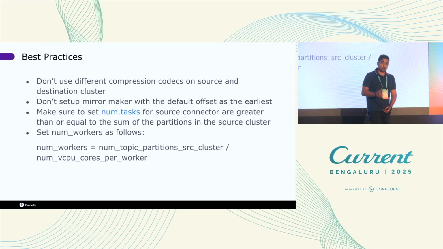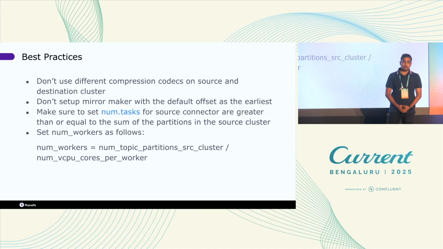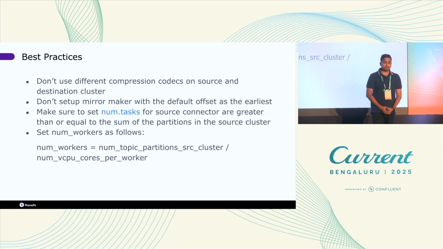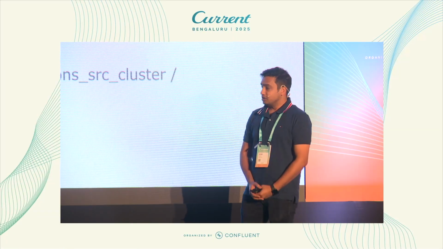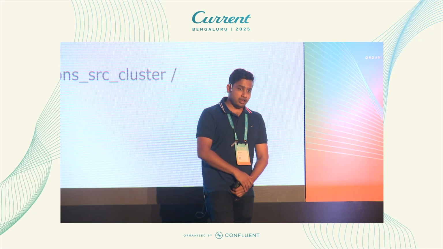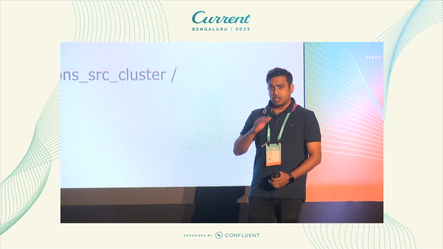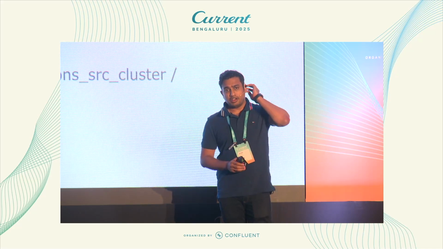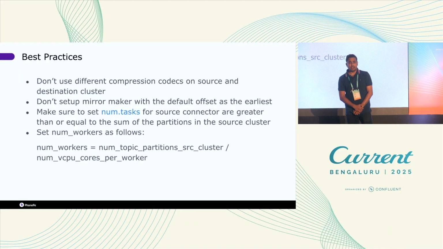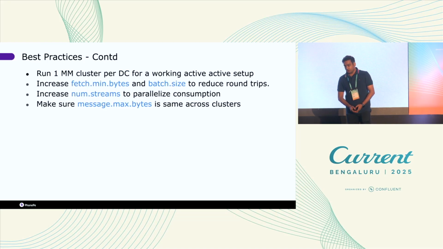Make sure the number of tasks, there is a property in MirrorMaker, is always greater than or equal to the total number of partitions which you are expecting the MirrorMaker setup to replicate. You can derive how many MirrorMaker nodes you need for your cluster, which is equal to the total partitions in the source cluster divided by the number of virtual cores in each worker. This gives you the formula for how many worker nodes you need in your MirrorMaker cluster. Few more: you should run one MirrorMaker cluster setup per DC for an active-active setup to work.